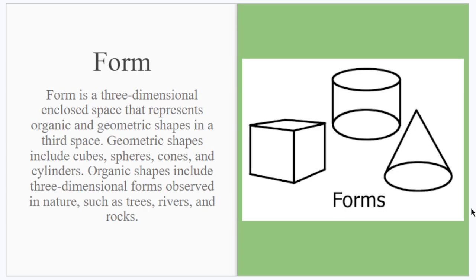Moving on to forms. A form is a three-dimensional enclosed space that represents organic and geometric shapes and a third space. Geometric shapes include cubes, spheres, cones, and cylinders. There are more, but those are the main ones. Organic shapes include three-dimensional forms observed in nature, such as trees, rivers, and even rocks. If you look off to the side, you will see a cube, a cylinder, and a cone in that order.